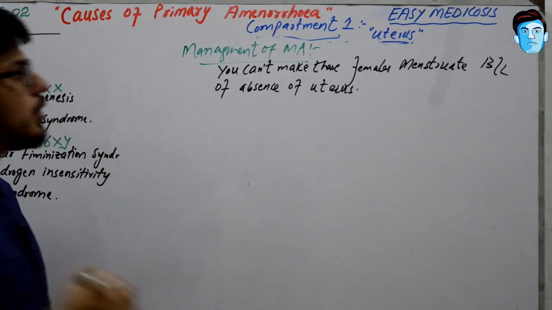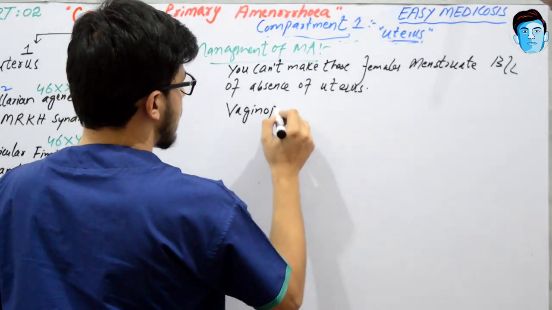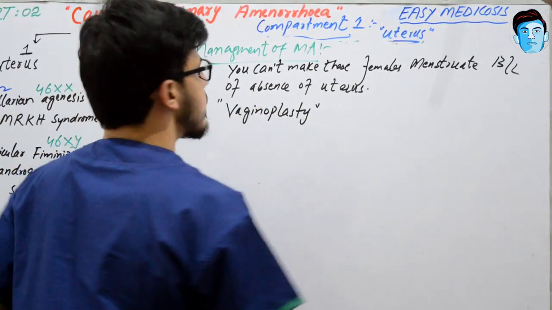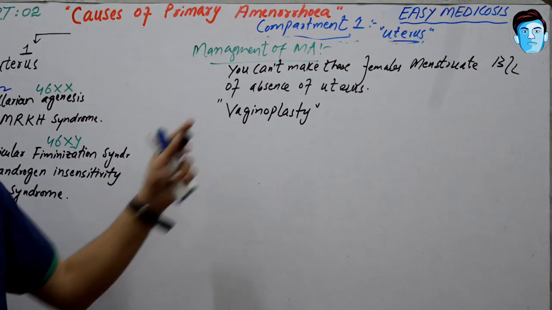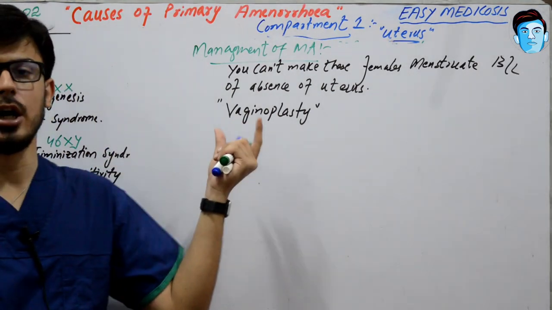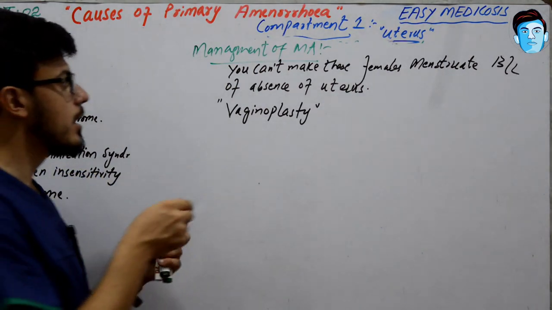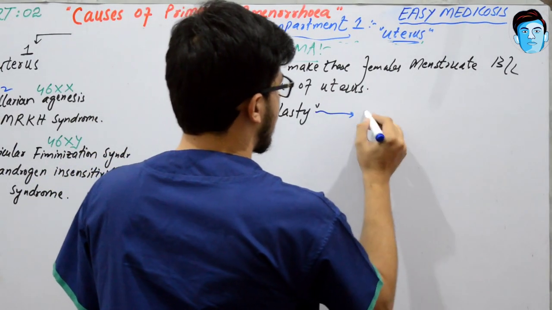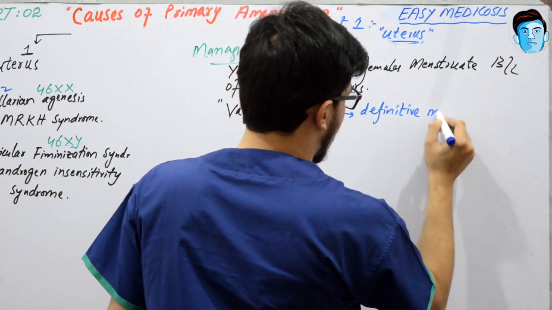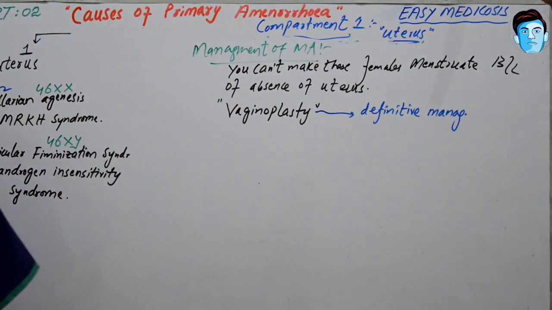But yes, you can do vaginoplasty in MRKH syndrome. So what is vaginoplasty? It is a surgical procedure through which the vagina is created, and vaginoplasty is the definitive management for Mullerian agenesis.